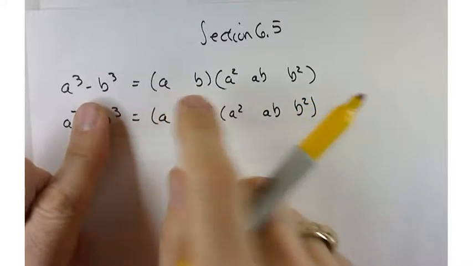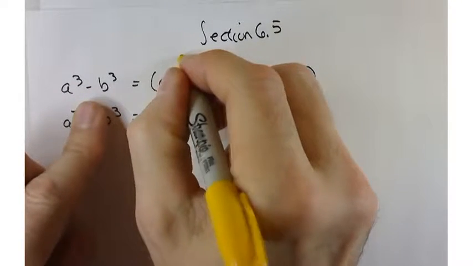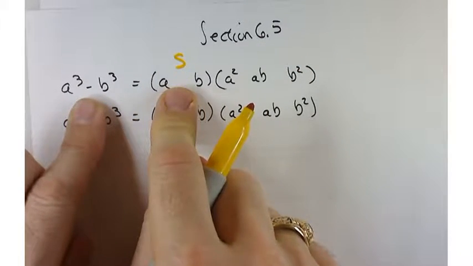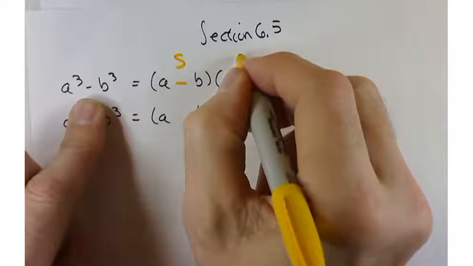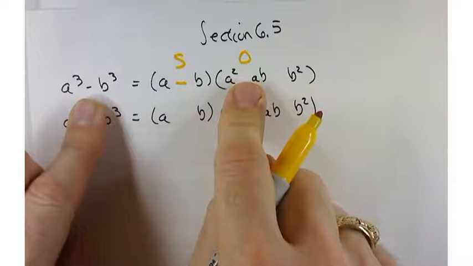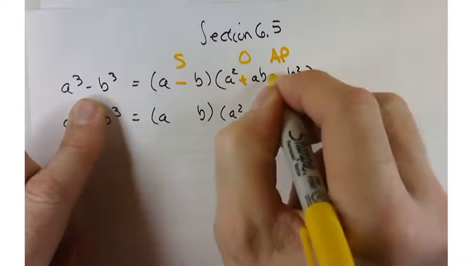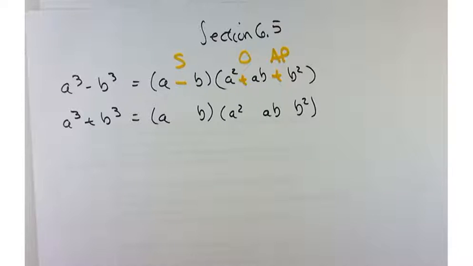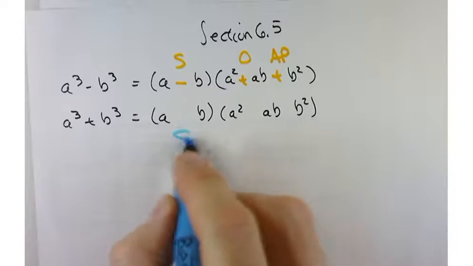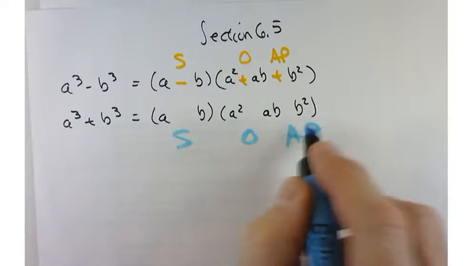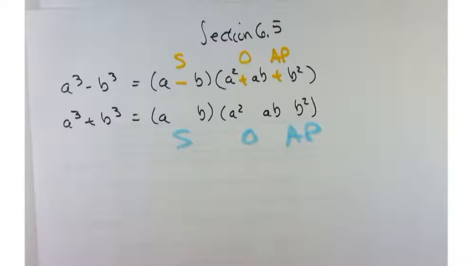But then we start putting in the signs. And the signs follow this pattern. These two signs are always the same. So I'd make that a minus. What do you think an O here would stand for? Opposite. And the last one is always positive. So same sign, opposite sign, always positive. Now that holds true whether or not you're working with this formula or this one. Same, opposite, always positive. So take a second for yourself and plug in the signs here. What would they be?